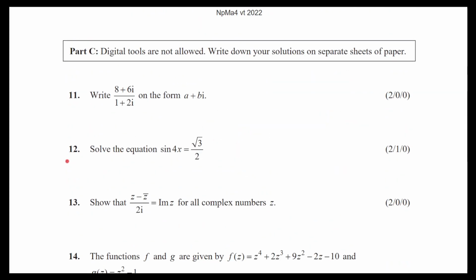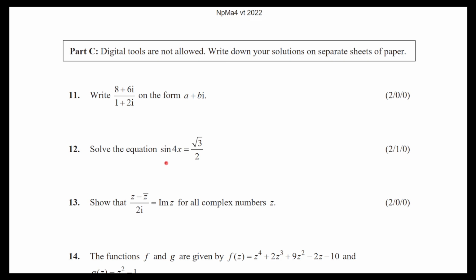Okay, let us go here. Now, digital tools are not allowed. Write down your solutions on separate sheets of paper. So here, not only the final answer is important, but also the solution is important. But as I told you, you will not have these types of points anymore. Okay, I want to wait for you to solve this one.